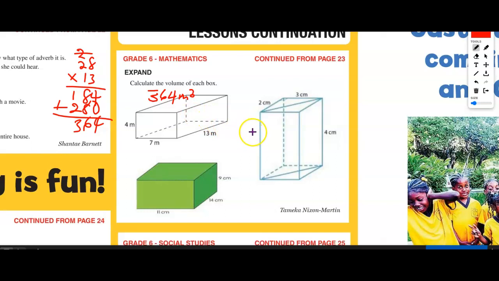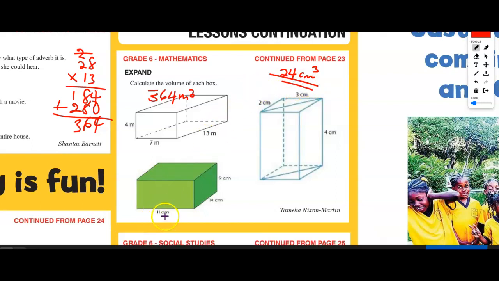Next one, we have 3 by 2 by 4. Okay. So 3 twos would be 6, and 6 times 4 would be 24. So this would be 24 cubic centimeters.